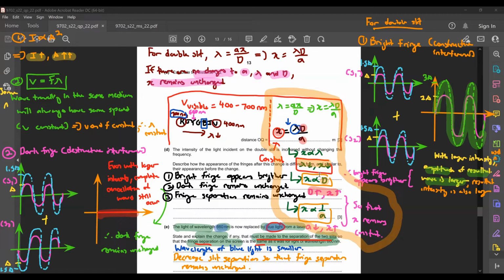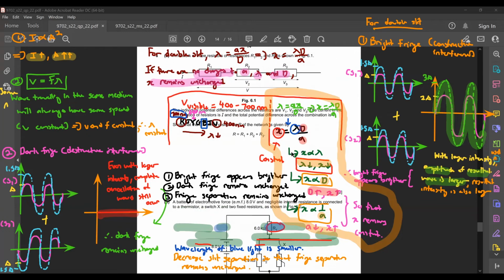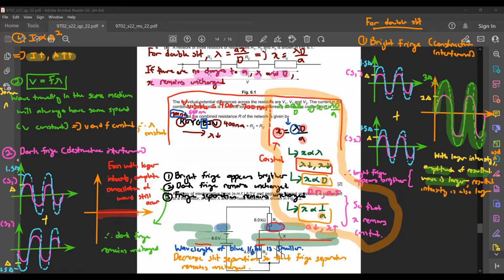Okay, so that is for this. This one is for the wave part. Then after that, I'll just clear off the screen and move on to 6A.